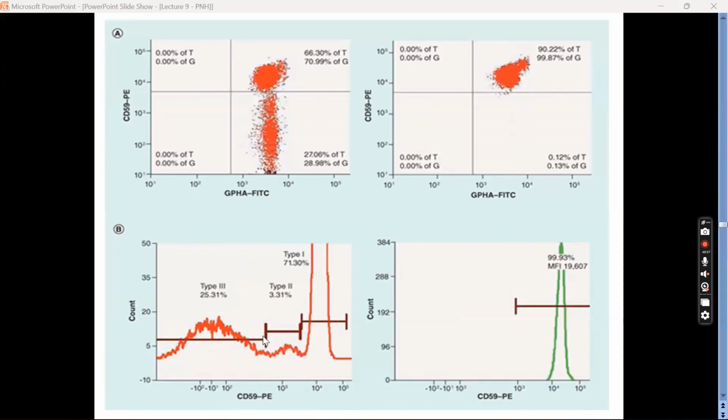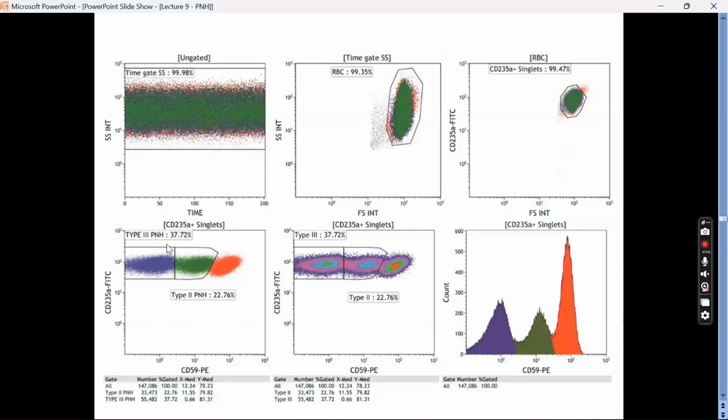So my question to you is, how do you position these quadrants? For example, now I have beautifully drawn a gate here saying whatever falls here is type 3.